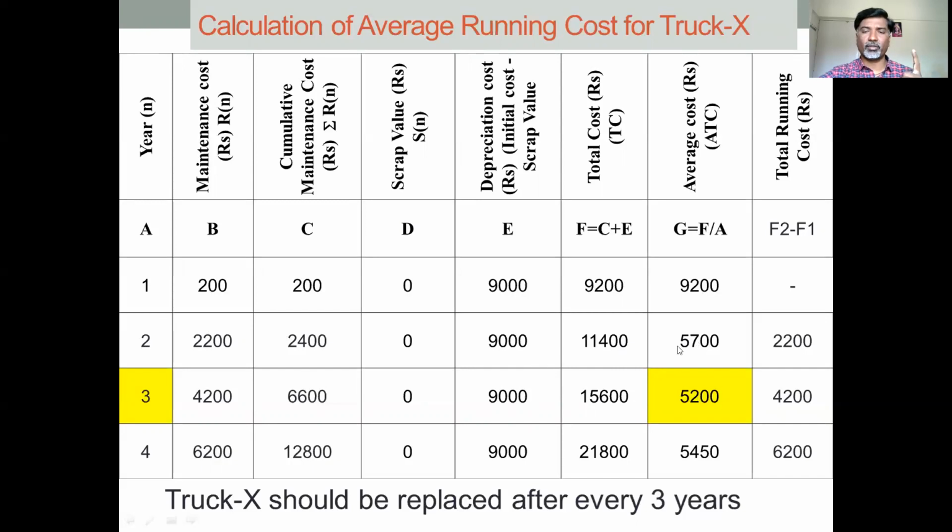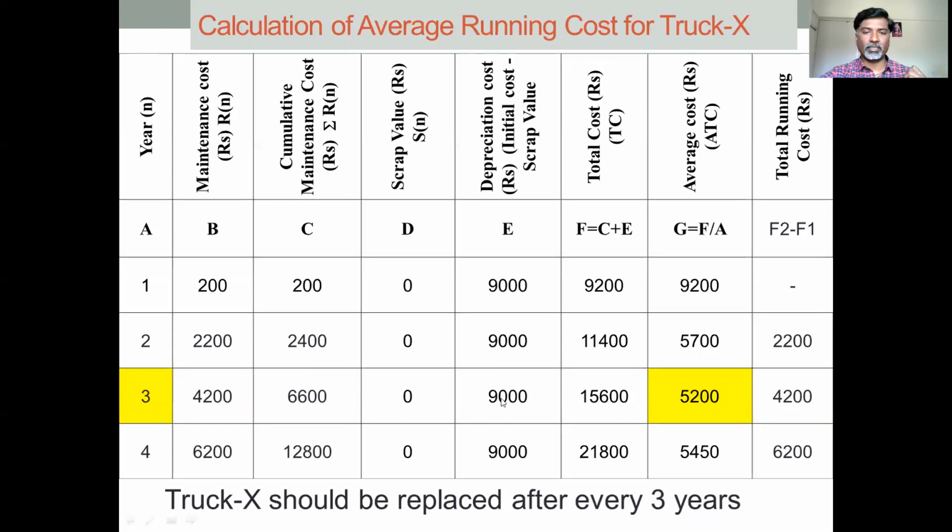What you have to take into consideration is to compare the average cost with the previous year's cost. If the cost is less than the previous year's cost, then you have to calculate average cost for the next year also. So the next year is year number 3. In the third year the maintenance cost will be 4,200 rupees, because every year the cost is increasing by 2,000 rupees and the previous year's cost was 2,200. Cumulative maintenance cost will be cumulative maintenance cost for second year plus maintenance cost for third year. If you add these two, we'll get cumulative maintenance cost for third year.